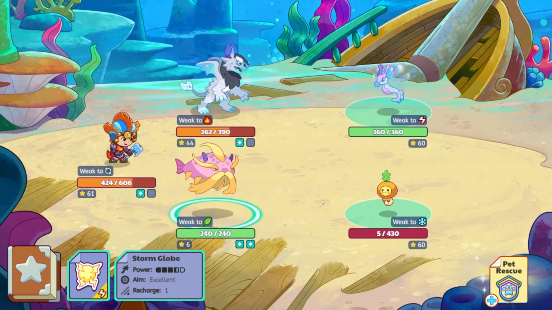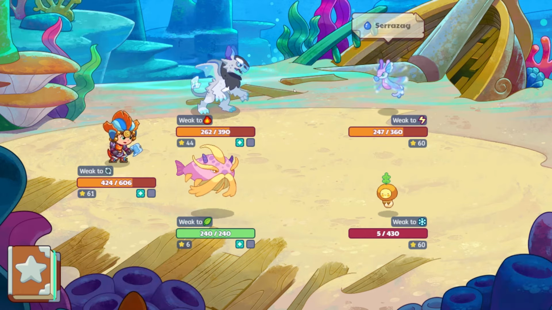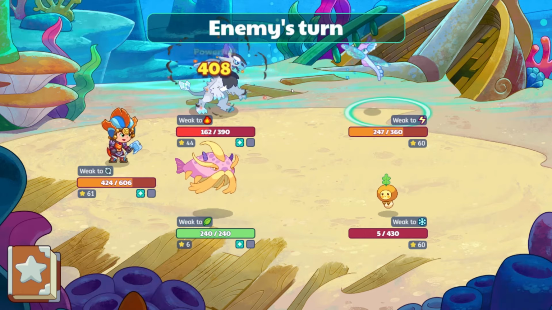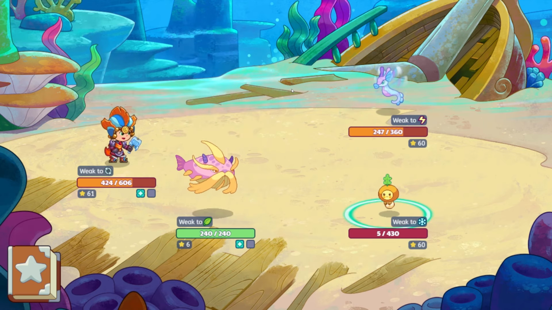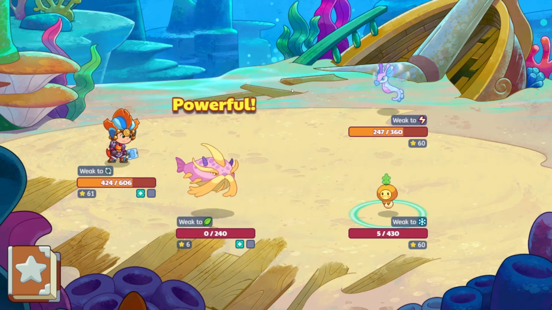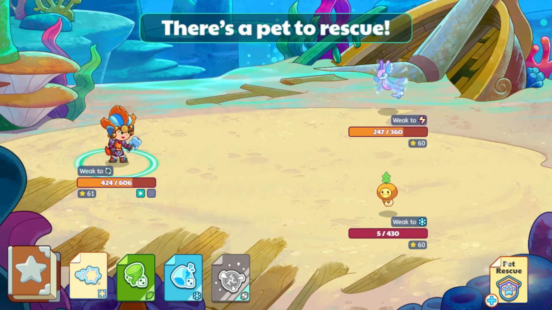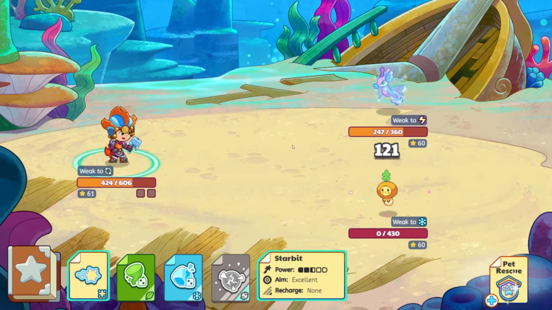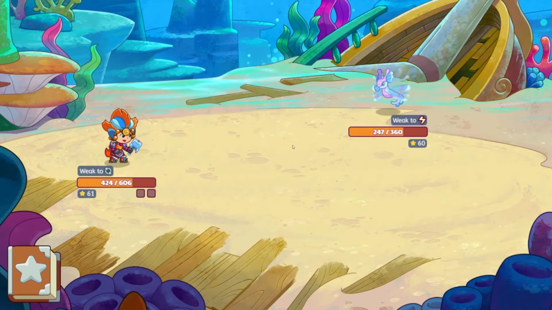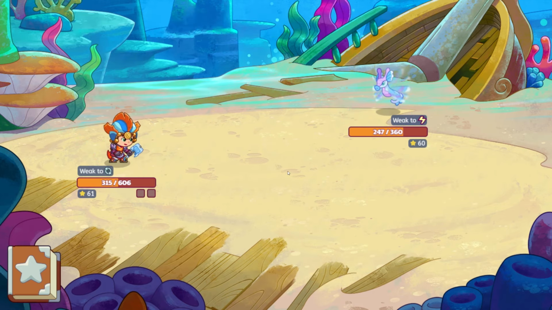All right, we have to launch Storm Globe at our Sarazag just to get that damage in there. Goodbye. Keeper. Oh my goodness, wow. All right, we're going to take you out. That changed pretty quickly, didn't it? All right. And we're 1 round away from an all-out attack.